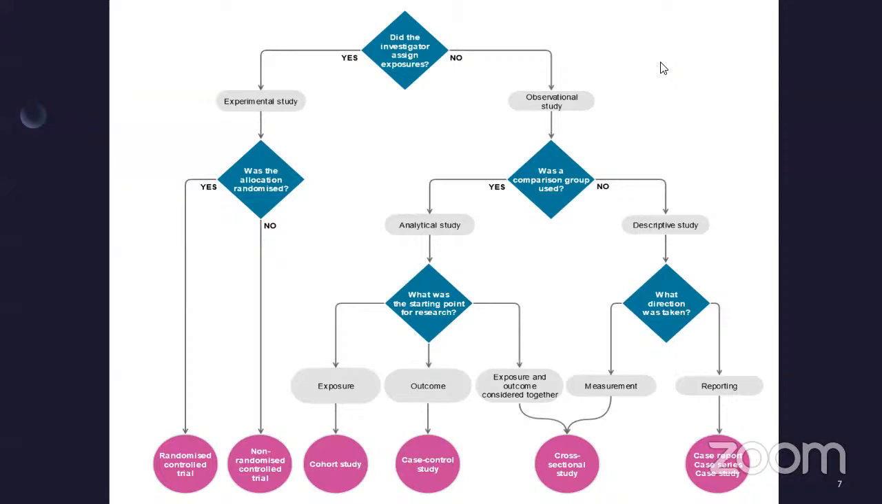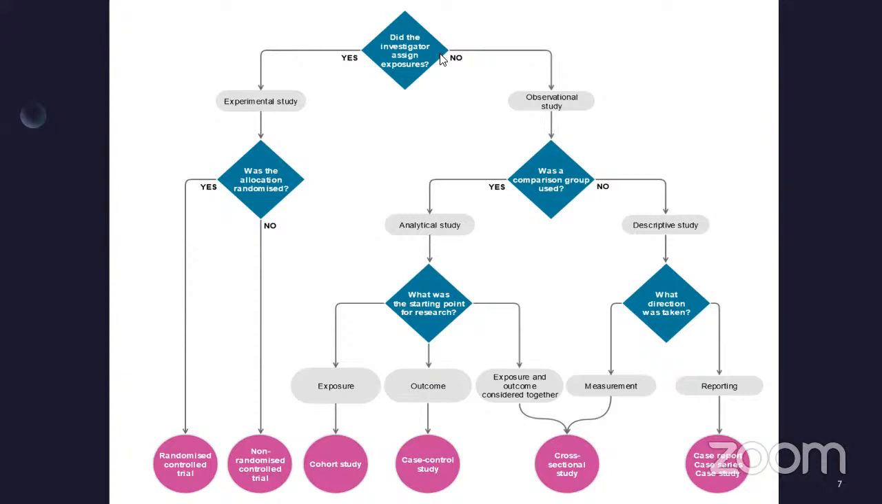Okay, so now this is just an overview of all the designs that we are going to talk about. The very first step is, did the investigator assign an exposure? If the investigator assigned an exposure, we said it's an experimental study. Was this allocation randomized? If it is yes, we call it a randomized control trial. If it wasn't randomized, we call it a non-randomized trial, but it is still an experimental study.